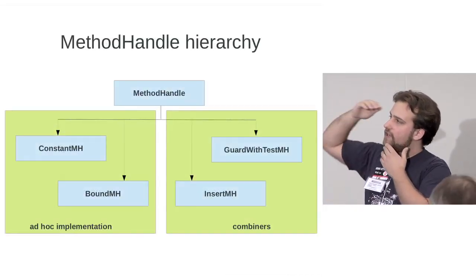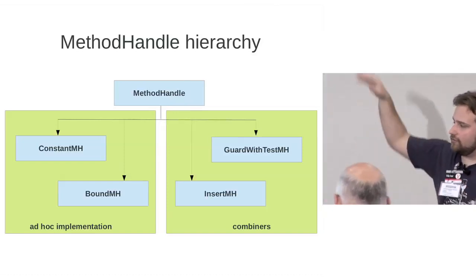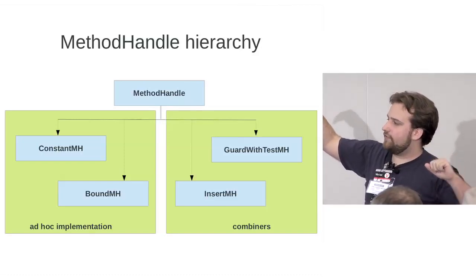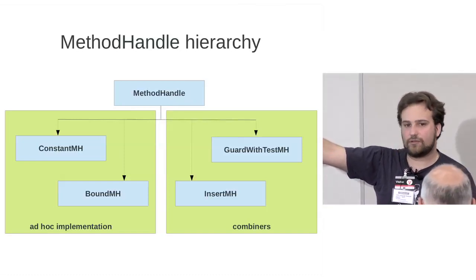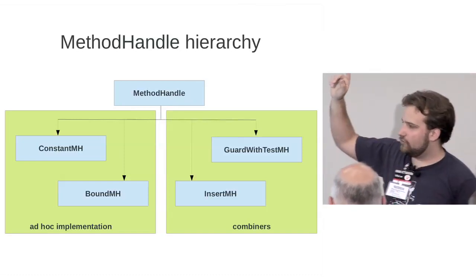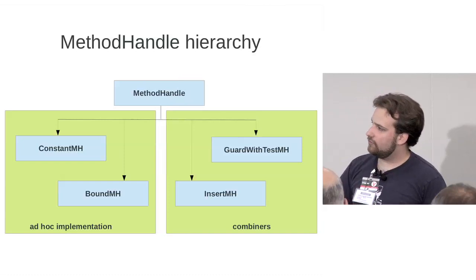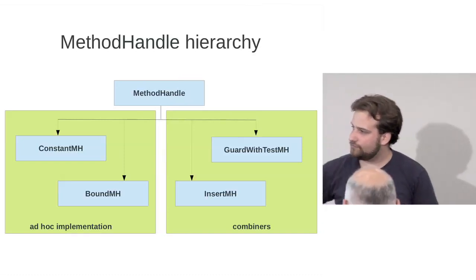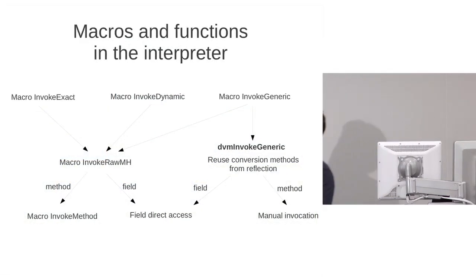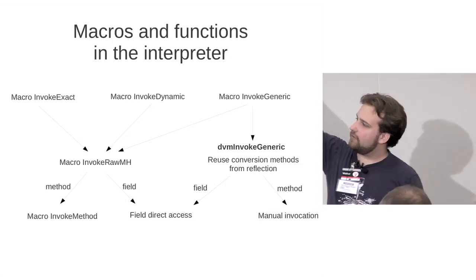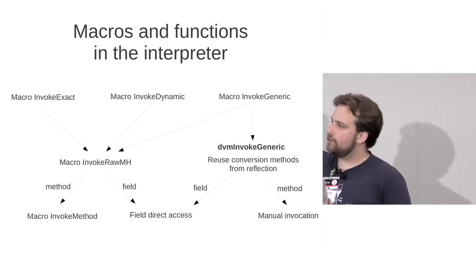We have a hierarchy of MethodHandle. Some MethodHandle extend to MethodHandle and have extra fields. We have the combiners, and we have two specific MethodHandle, which have a specific implementation on the interpreter: the constant MethodHandle and the bool MethodHandle. So this is the schema of our macro in the interpreter.